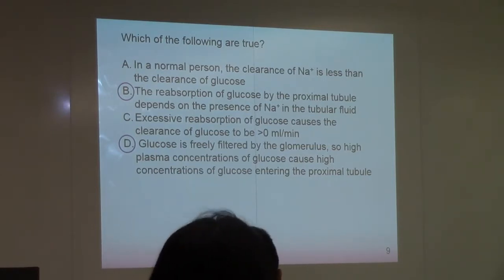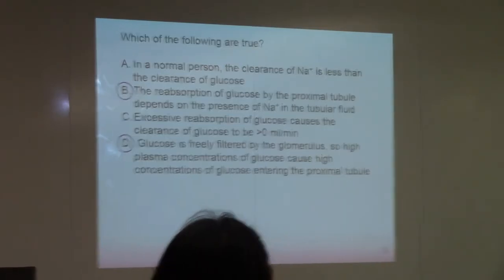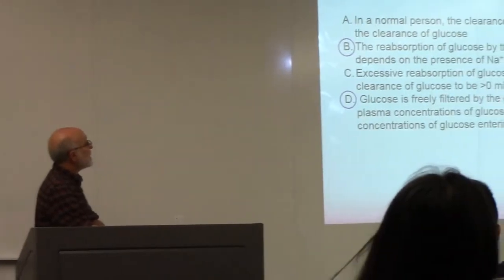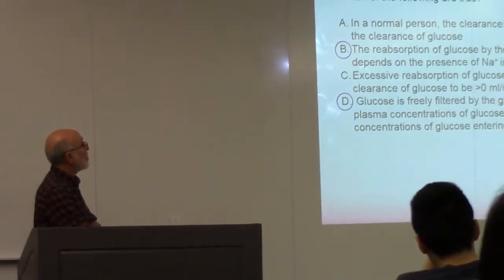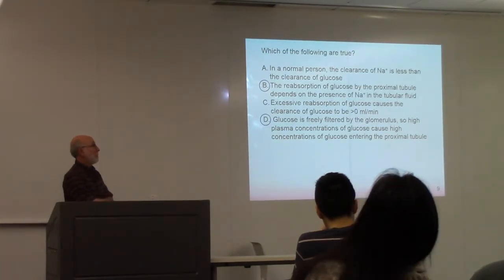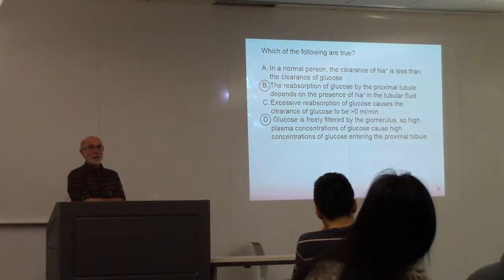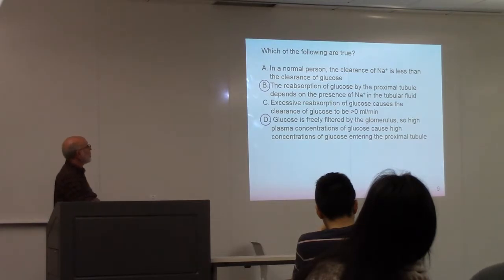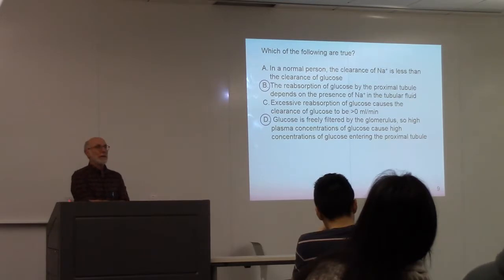The reabsorption of glucose by the proximal tubule depends on the presence of sodium in the tubular fluid. Yeah, SGLT. Excessive reabsorption of glucose causes the clearance of glucose to be greater than 0. No, it's excessive filtration of glucose that causes the clearance of glucose to be greater than 0, not excessive reabsorption. And D, glucose is freely filtered by the glomerulus, so high plasma concentrations of glucose cause high concentrations of glucose entering the proximal tubule. Yeah, that's what we just said.